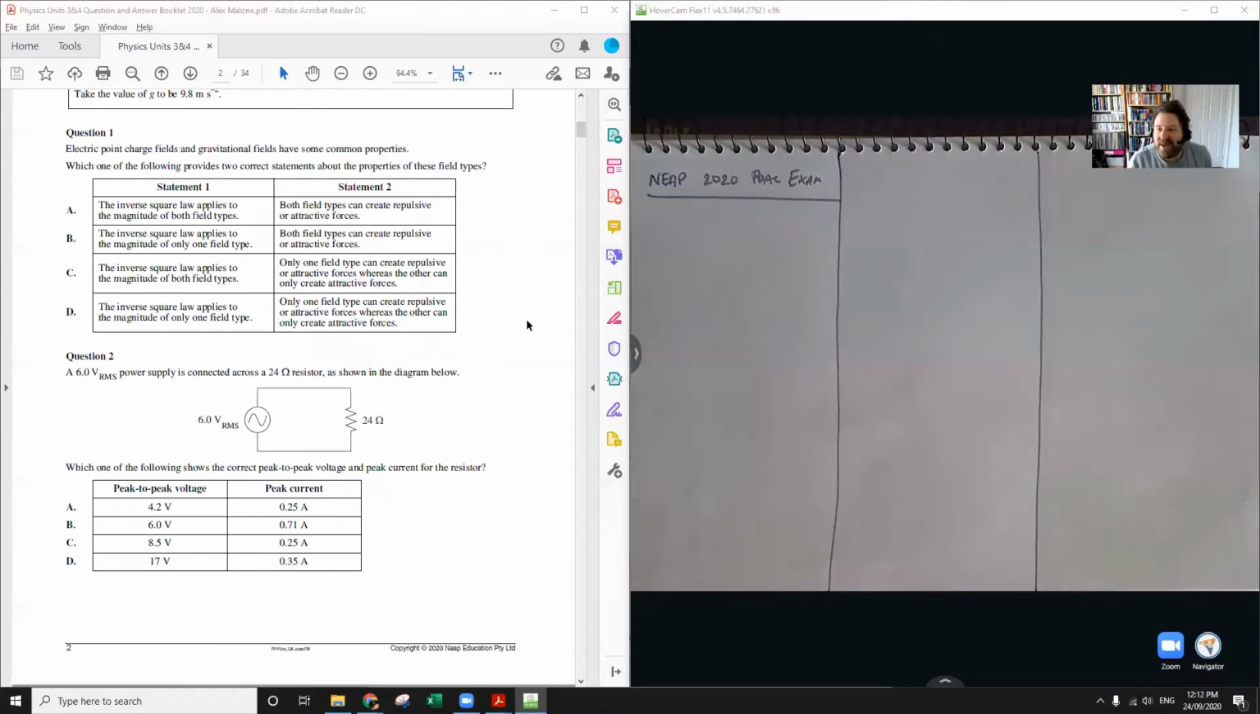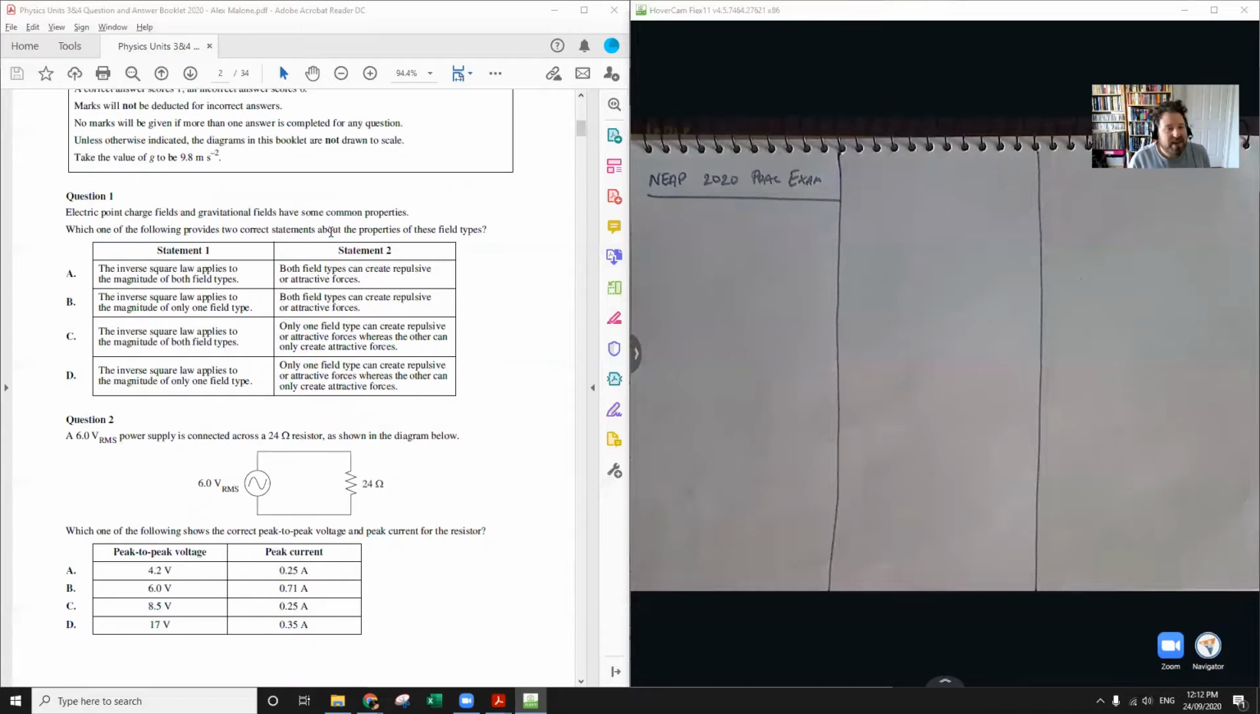Okay, all right, the multiple choice section. Question 1. We've got a pretty classic start to the exam where they just ask you some straight up recall questions about gravity and electric fields. This one is asking which of the following 2 statements about the properties of field types is correct. So we've got statement 1, statement 2. Both of these need to be true for us to accept an answer here. The answer to this one is going to be C.